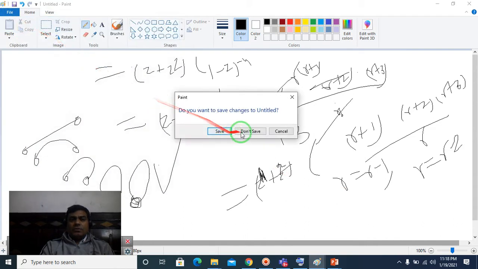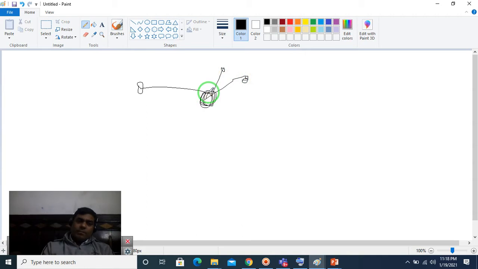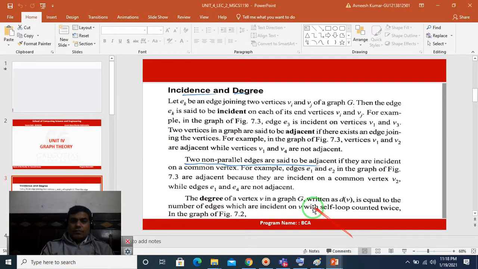When an edge is coming and meets a vertex, this edge is incident to this vertex. If some edges are also coming, they are called incidence. So on this vertex, three edges are incident, coming from the other sides. So they are called incidents.